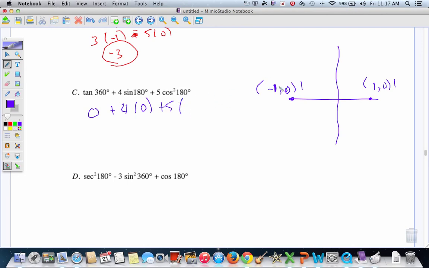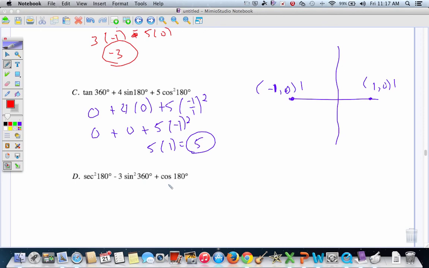Sine of 180, sine is y over r, 0 over 1 is 0. And cosine of 180, cosine is x over r, so negative 1 over 1, that's being squared. These first two are easy. I'll go ahead and write them in anyway. But here our order of operations tells us we do exponents first, so negative 1 squared is 1, so I have 5 times 1, or 5 here as my simplified version.